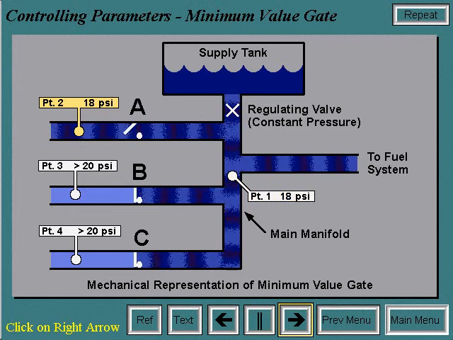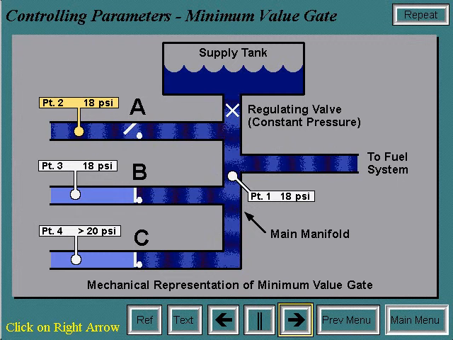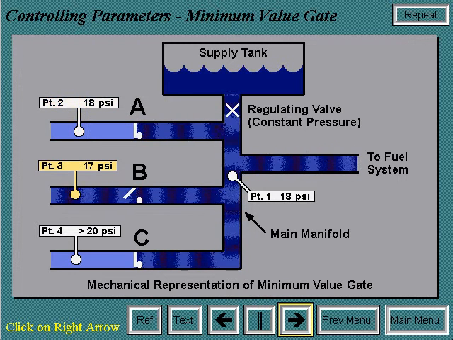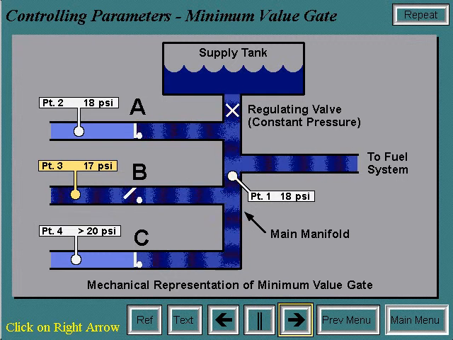As the operating conditions change, the pressure requirements at points 3 and 4 change. As the pressure, say, at point 3 drops below 18 psi, for example, 17 psi, the manifold pressure will be brought down to 17 psi, causing check valves A and C to close and check valve B to open. Therefore, System B is now controlling.